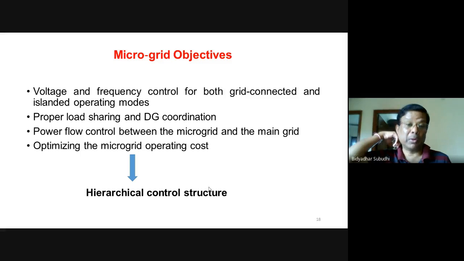Therefore, the control objective in a microgrid boils down to voltage and frequency control for both the modes, grid connected as well as the islanded mode, and proper load sharing of the power among all the DG sources, and the power flow control between the microgrid and the main grid, and to optimally operate the microgrid. So all these control functions are accomplished by a hierarchical control structure.